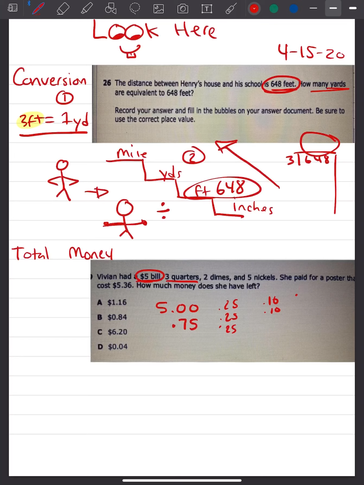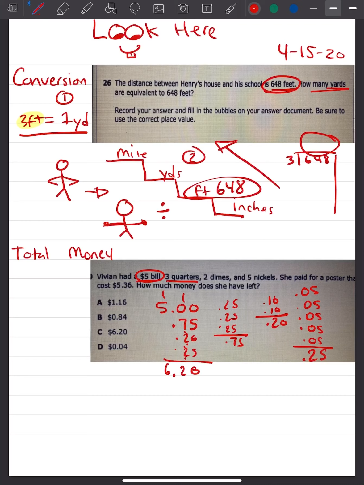Okay, a nickel is not 50. A nickel is 5 cents. Make sure you put the 0 first, and then the 5. So we had 5 of them. If you know what 5 nickels makes, then you can also do that, which is a total of 25. Our 2 dimes made 20. Our 3 quarters made 75. And now I'm going to go ahead and add that. So 5 plus 5 is 10. Carry the 1. 7 plus 1 is 8. 9, 10. 11, 12. Carry the 1. Look at how my decimals are lined up. 5 plus 1 is 6. So Vivian has $6.20.